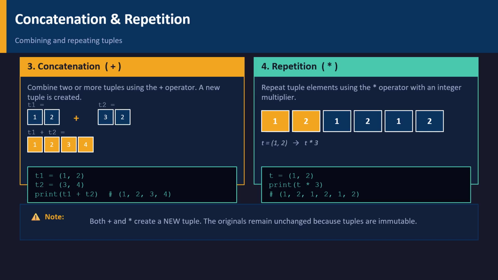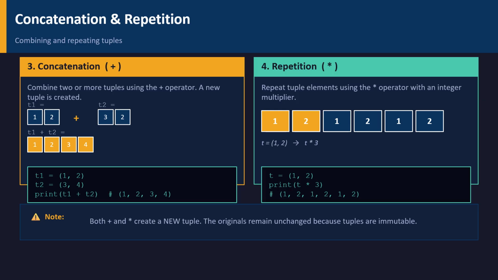Now let's look into two important tuple operations, that is concatenation and repetition. Concatenation means combining two or more tuples using the plus operator. For example, if T1 has 1, 2 and T2 has 3, 4, then applying the concatenation operation will give us a new tuple with all four values, that is 1, 2, 3, 4, whereas the original tuples T1 and T2 remain unchanged.